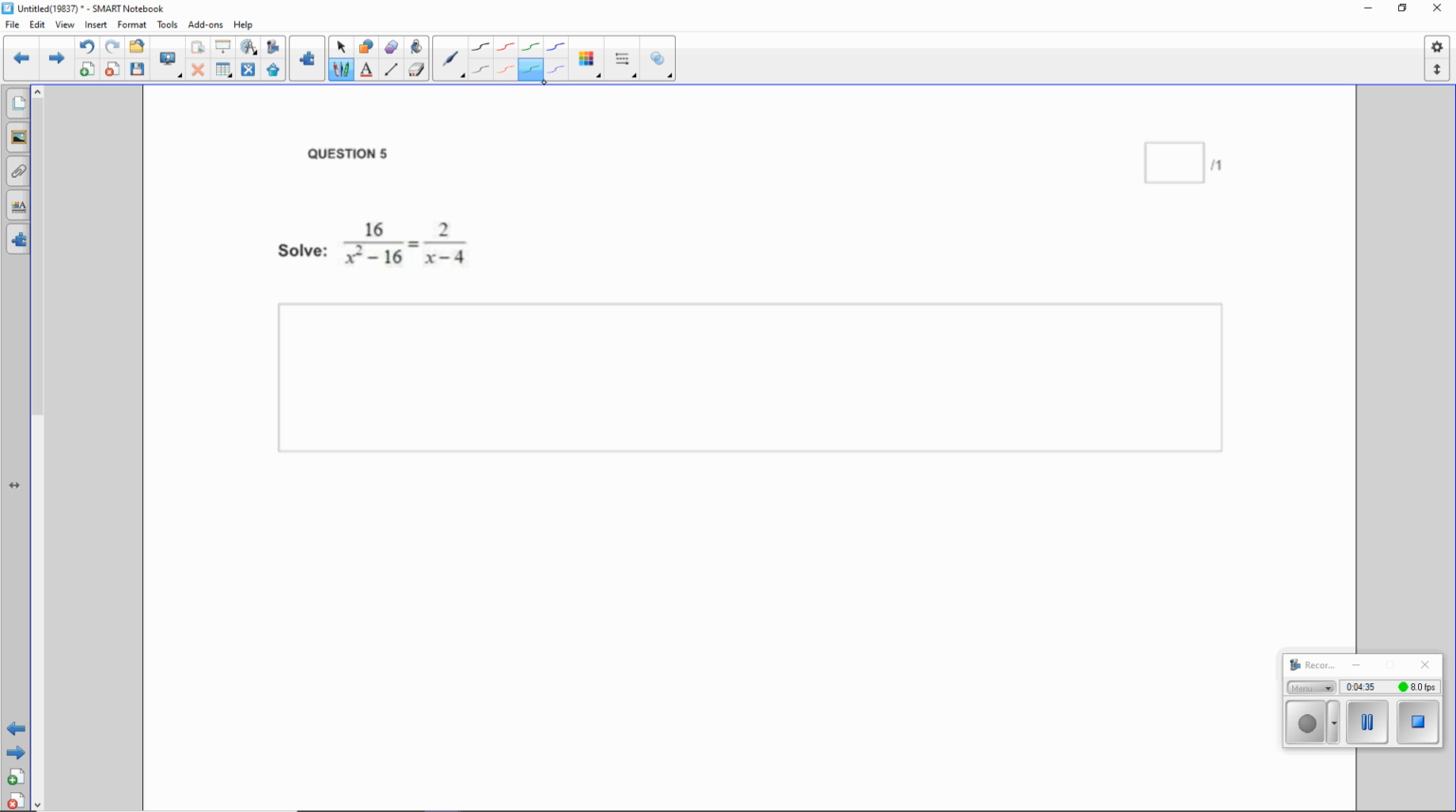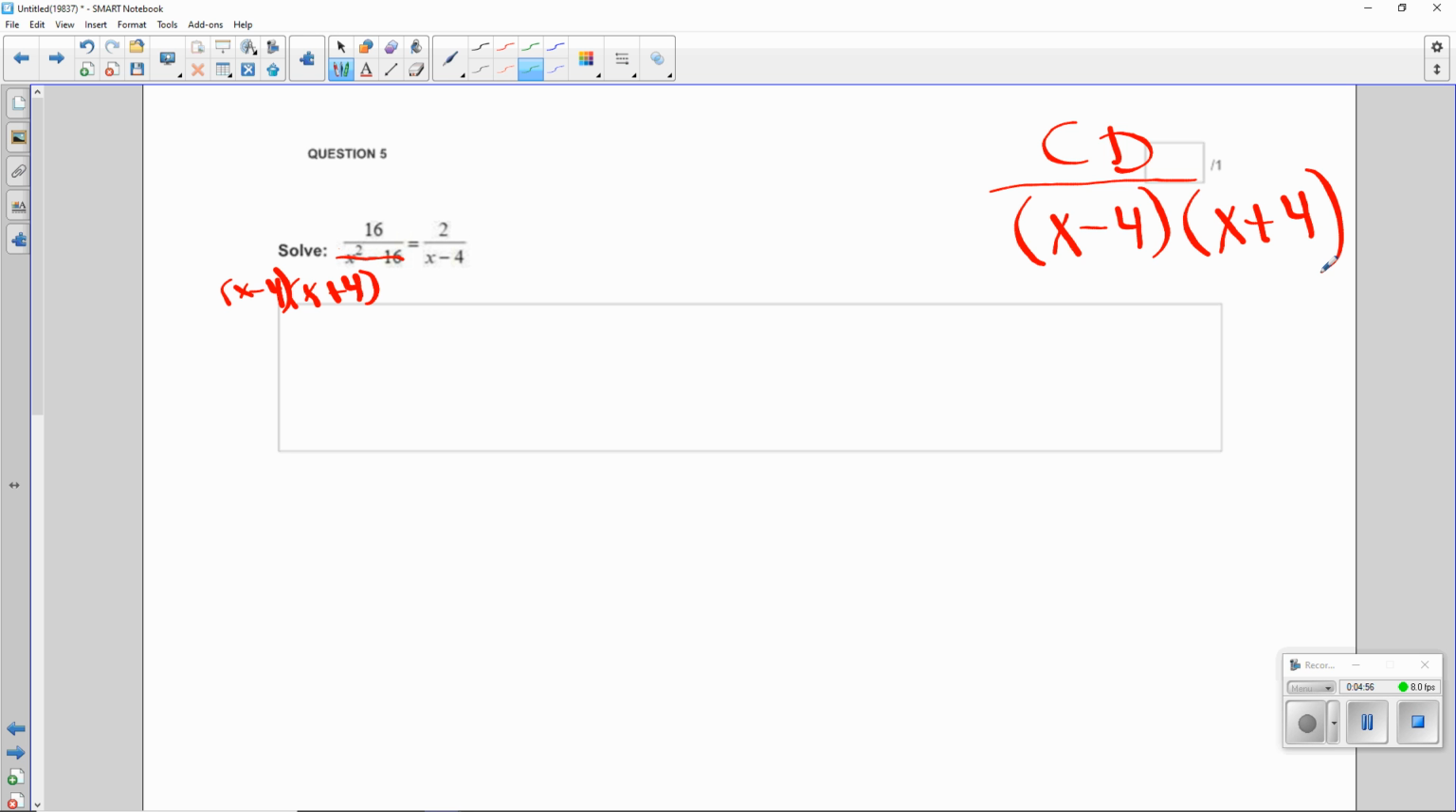All right, number 5. A little bit to factor here. You have perfect squares. So x squared minus 16 factors to x plus 4, x minus 4. Which means our CD is everything at the bottom without repeating ourselves. So it's x minus 4 times x plus 4. All this denominator over here needs is an x plus 4. Whatever you do to the bottom, got to do to the top.